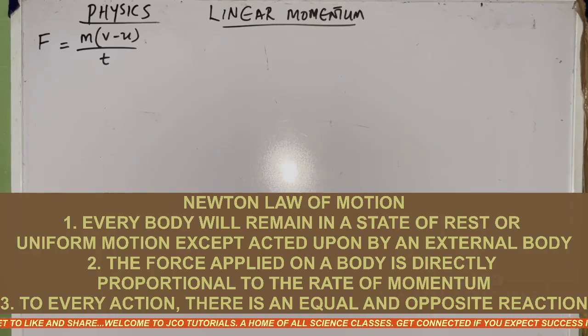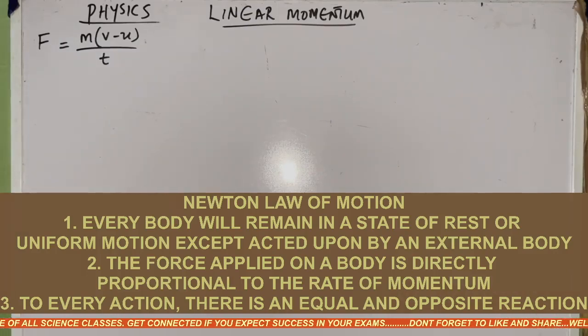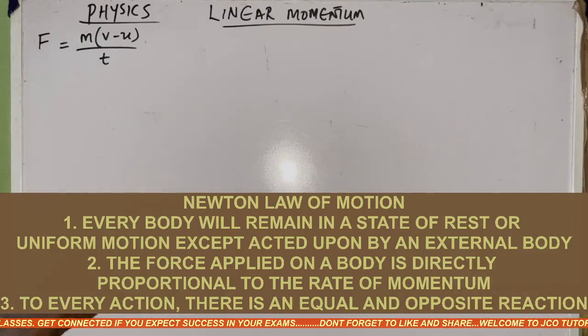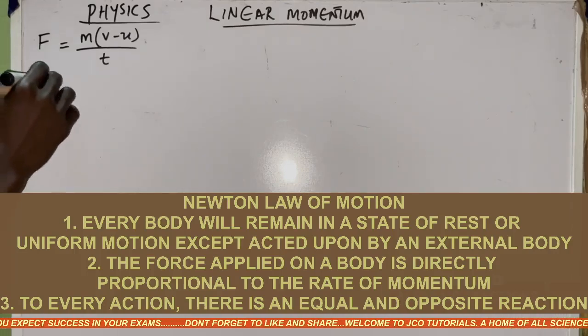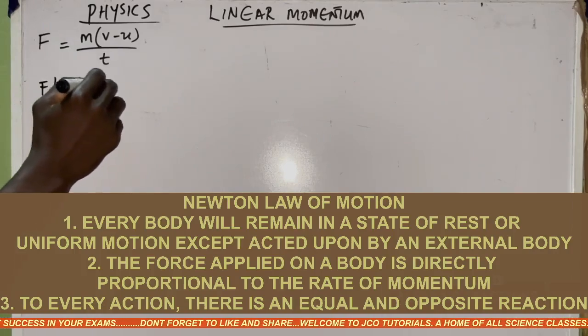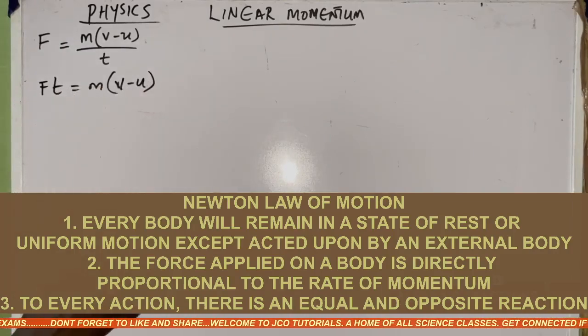Then Newton's third law says that every action has an equal and opposite reaction. So from this now we can push further to state several founding principles or formulas that will help us to deal with problems relating to linear momentum. By cross multiplying, I'm going to have Ft equals M bracket V minus U. So I want you to take notes.